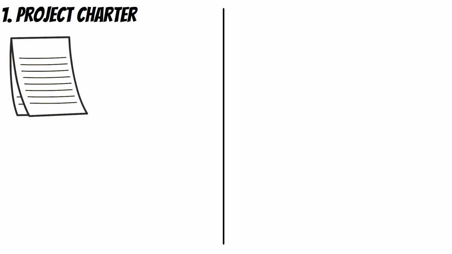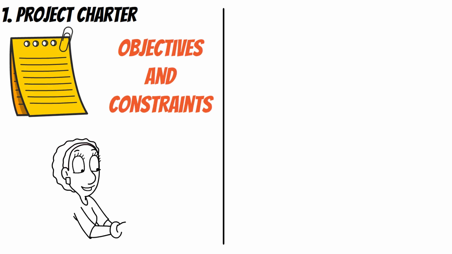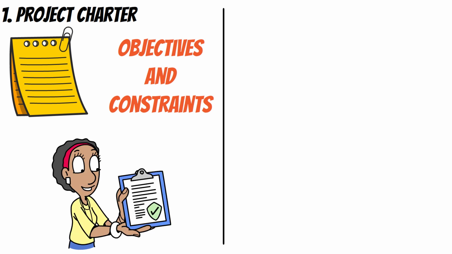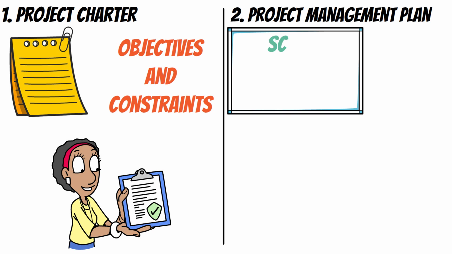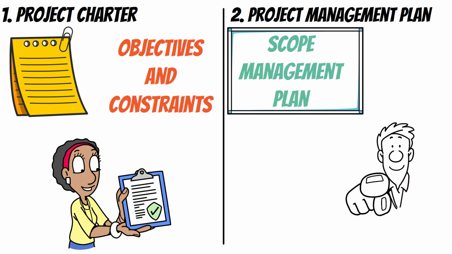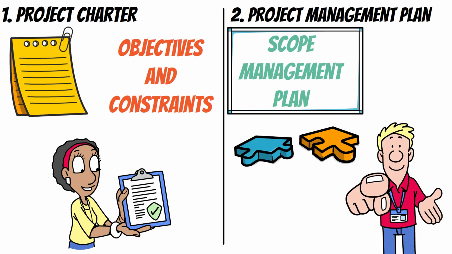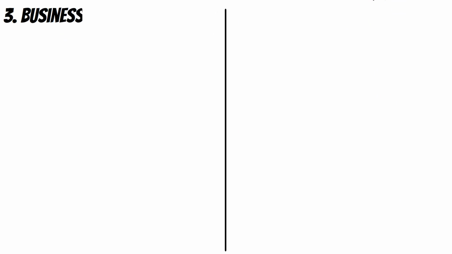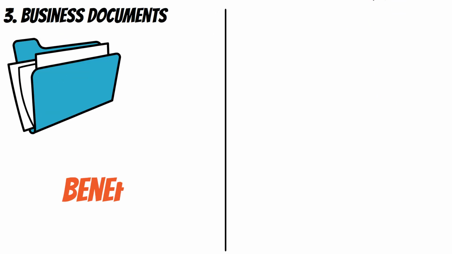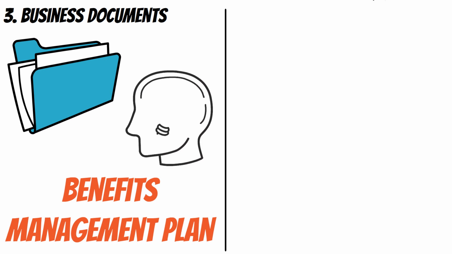Before you start collecting requirements, you need these inputs. 1. Project charter. This document outlines high-level project objectives and constraints, giving you the foundation for gathering detailed requirements. 2. Project management plan. Specifically, you'll need the scope management plan, which tells you how you'll approach collecting requirements.